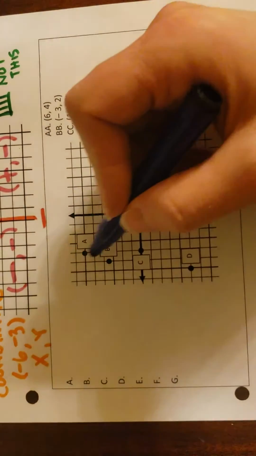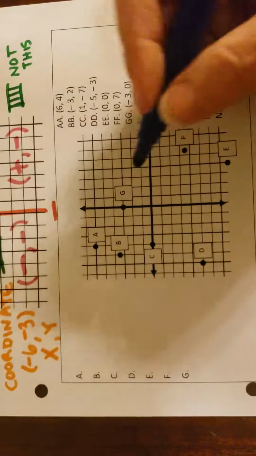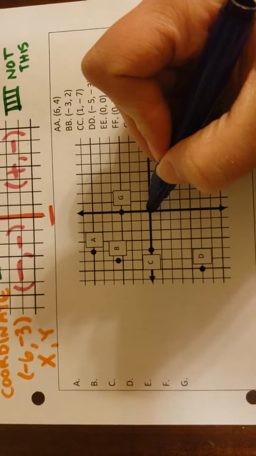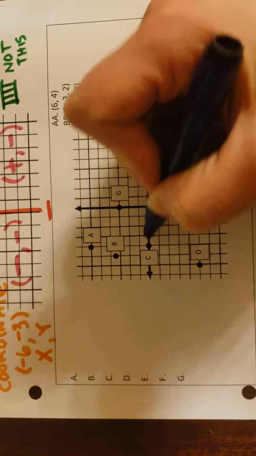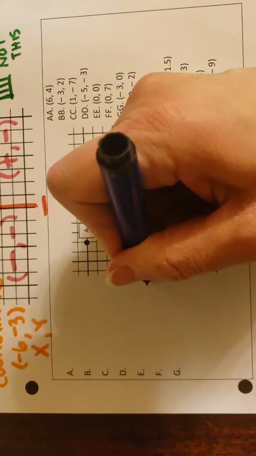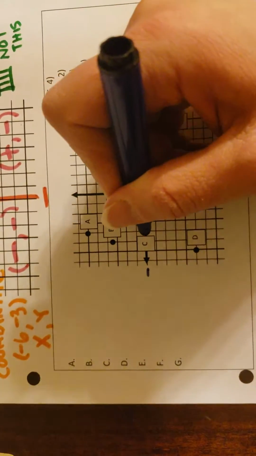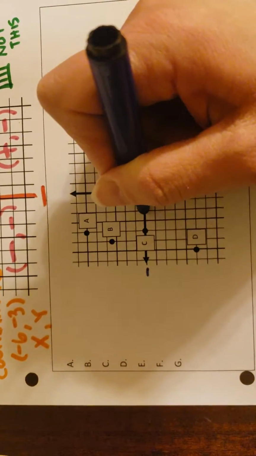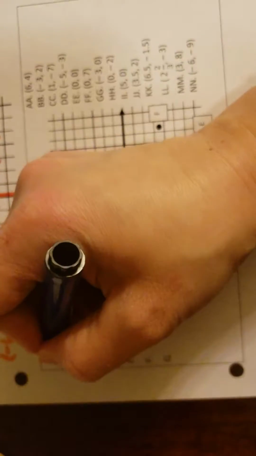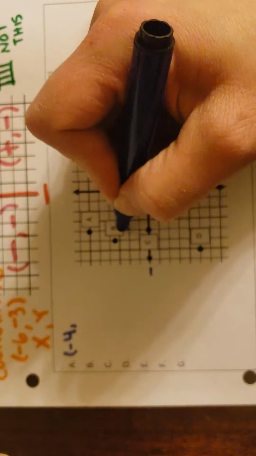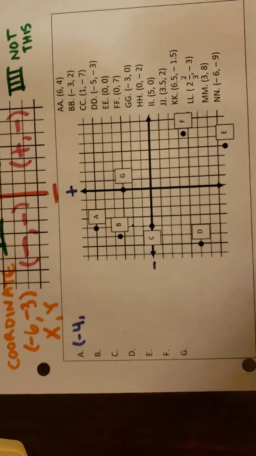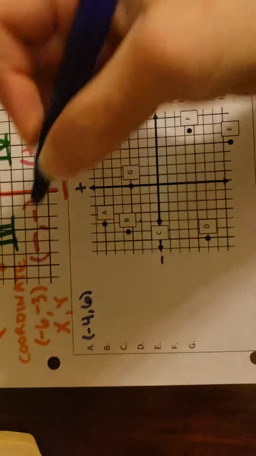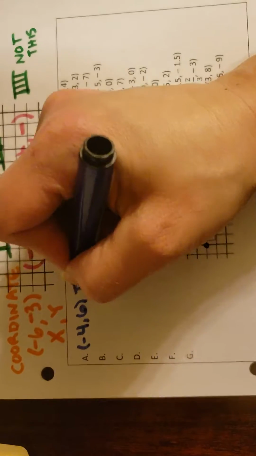So A is asking for what is the coordinate for this A. From the center, I'm going to go the horizontal direction first, and because I'm moving left, it's going to be negative. 1, 2, 3, 4. Negative 4. And then up. 1, 2, 3, 4, 5, 6. And up is positive, so positive 6. And that was in quadrant 2.